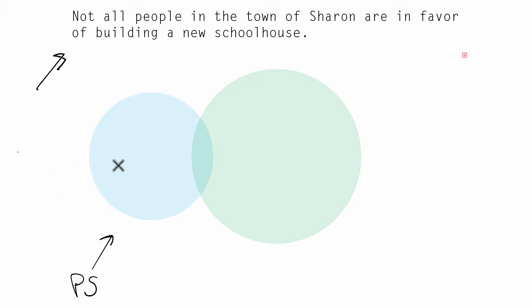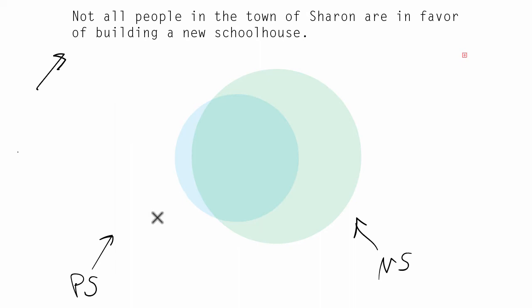So if we visualize people of Sharon here as this blue circle, we see that some of it is out of this green circle, which would be in favor of the new schoolhouse. And you really don't know how much of this circle is out. It might just be a few people that aren't in favor, maybe even just one. But at least one person is not in favor of the schoolhouse here.